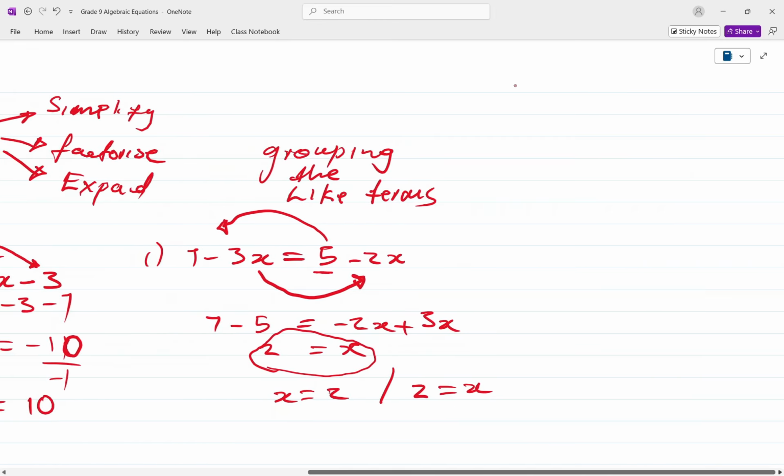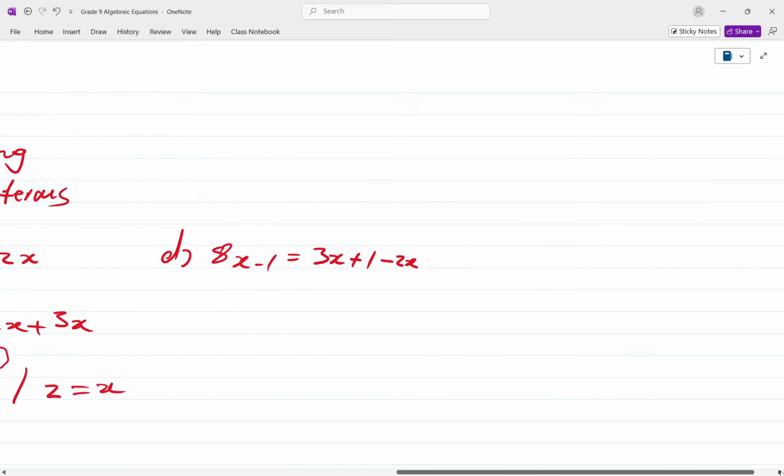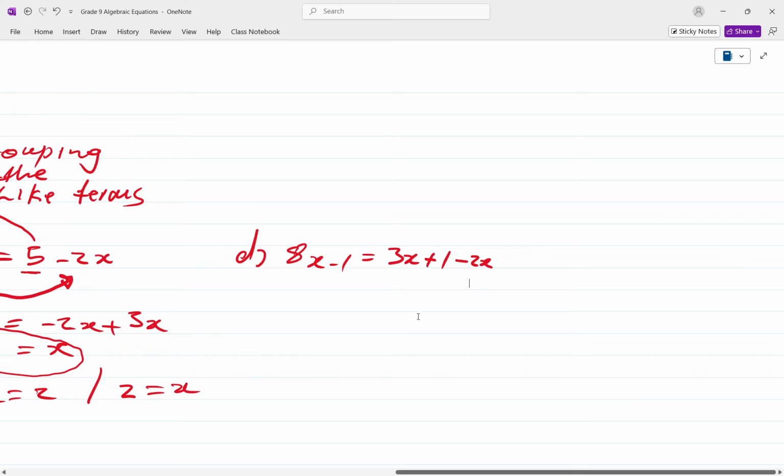We have D. Letter D. So with D, we are going to have 8x minus 1 equal sign 3x plus 1 minus 2x. This is what we're going to do. So we have 2 terms on the left, we have 3 terms on the right. We are still following the same pattern, grouping the like terms. Numbers with x one side, numbers without x on the other side. So this is what we are going to have now.